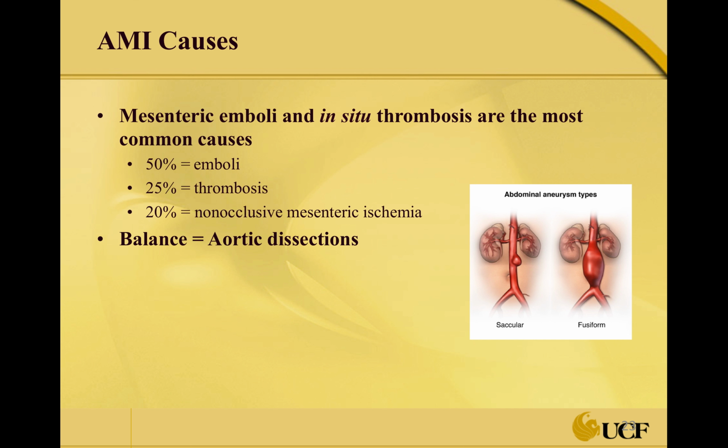And now let's talk about acute mesenteric ischemia. What are the causes? Well, they're usually related to emboli and in situ thrombosis, which are the most common causes. It's usually attributed 50% of the cases to emboli, 25% to thrombosis, and 20% to non-occlusive mesenteric ischemia.